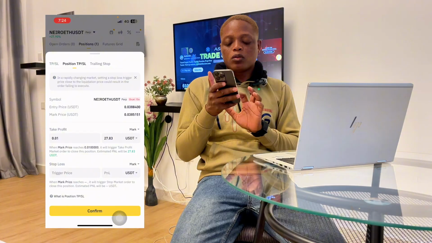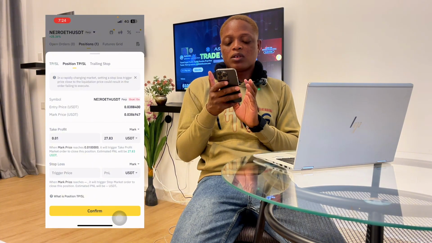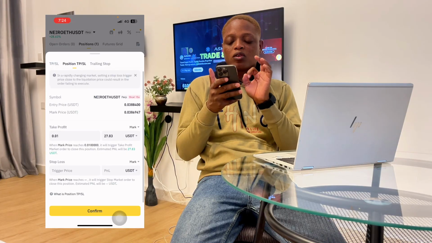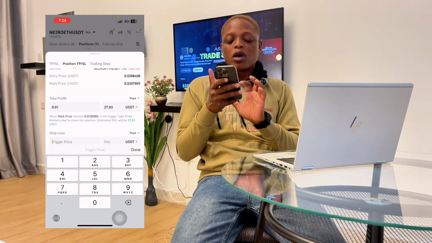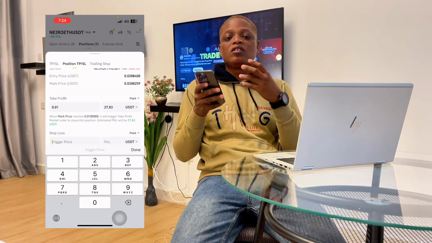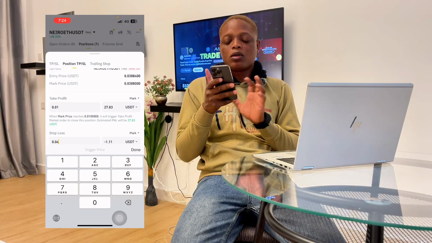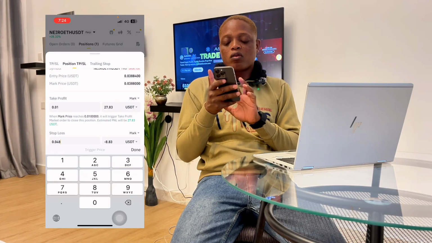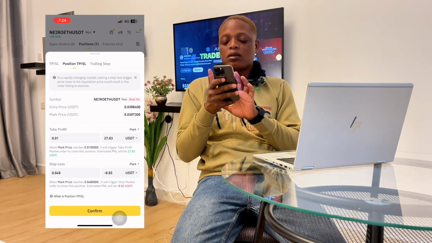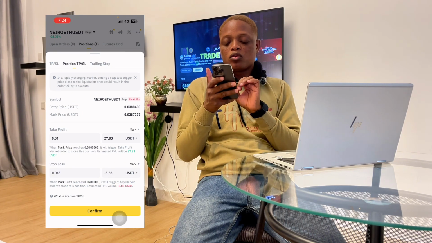I know that this coin can even go lower to like 0.1. So I'll put 0.01 here. Meaning if this coin goes to 0.01, we are making a total profit of $27. Then we'll come to our stop loss. Stop loss is where we want to exit the market if this trade does not go in our favor. So we have a loss of 0.048. Meaning if this coin goes to 0.048, we are going to lose $8.